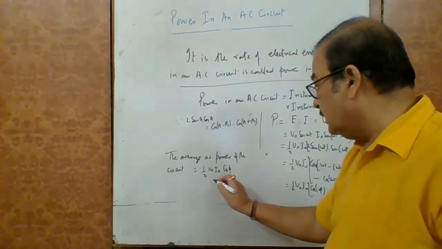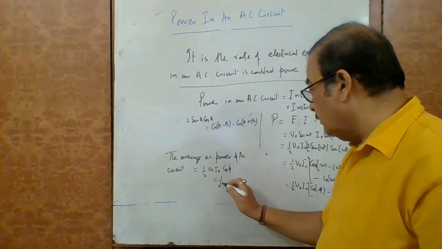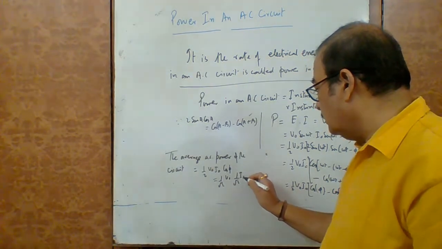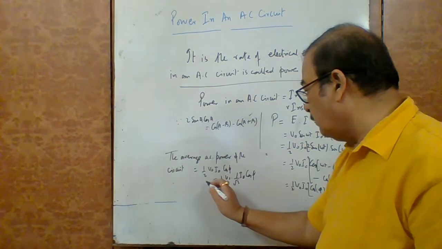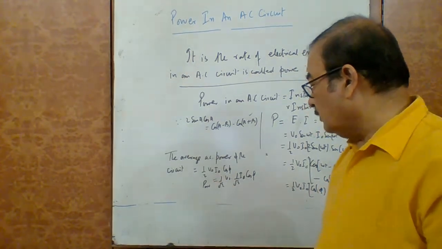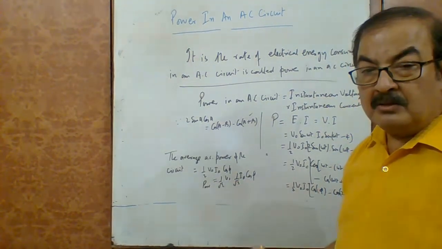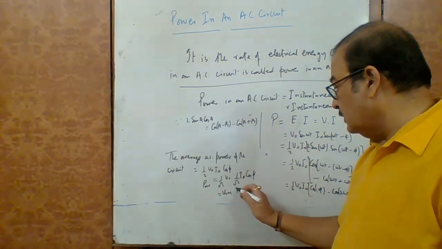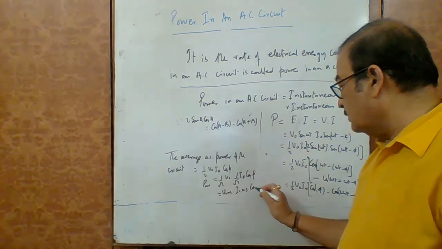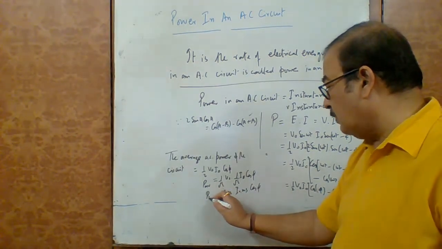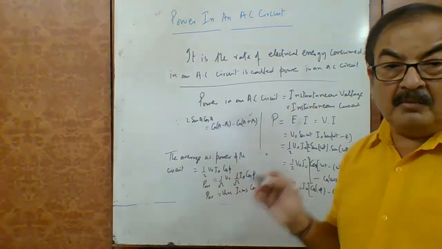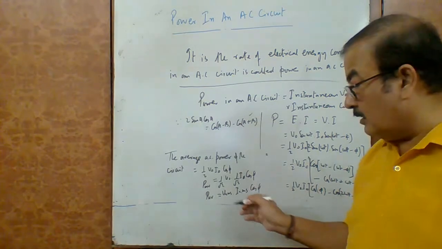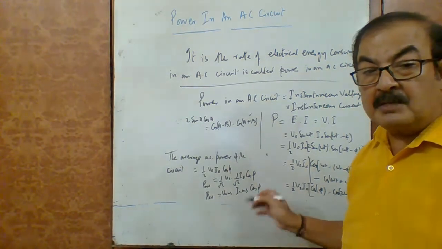So this can be written as root 2 V naught, root 2 I naught, cos phi, which is the average power. Okay, and this is your VRMS, root mean square value of voltage, this is IRMS, and this is cos phi. This is what we have as average power. Okay, always remember, this is a very important thing. This cos phi is a factor related to the power, and therefore it is called the power factor.